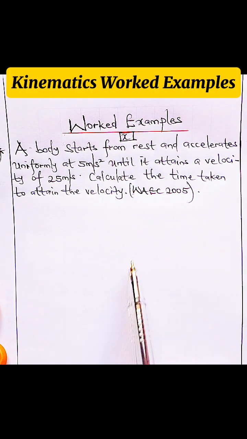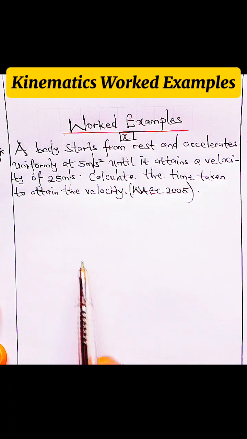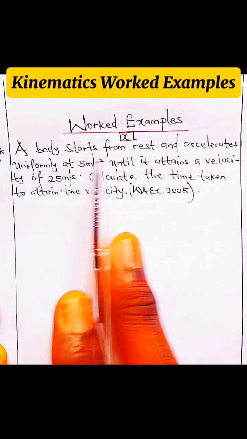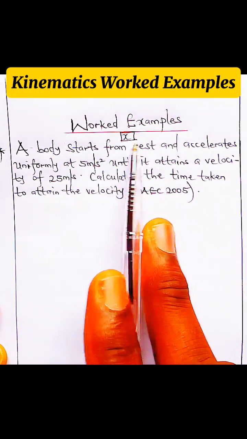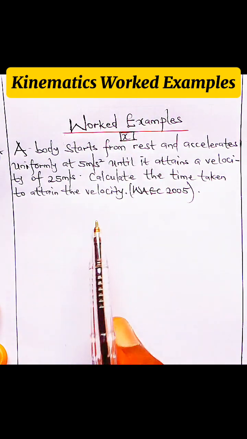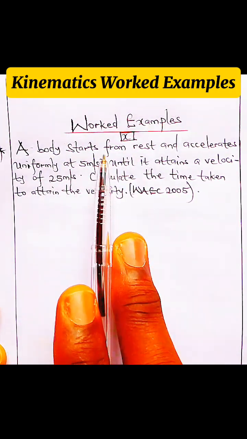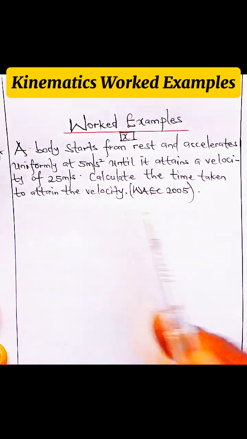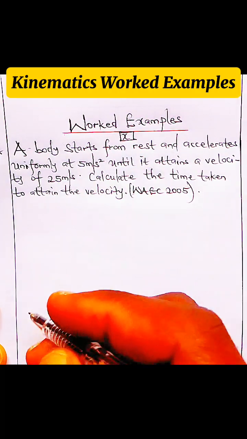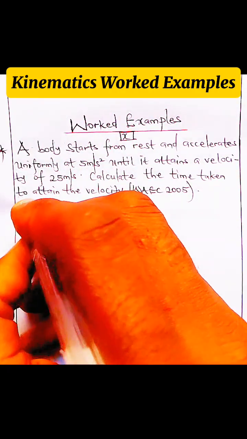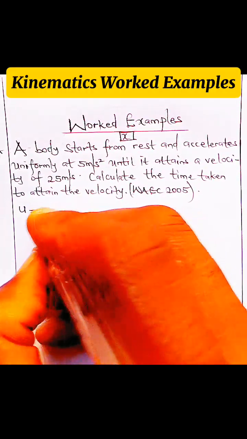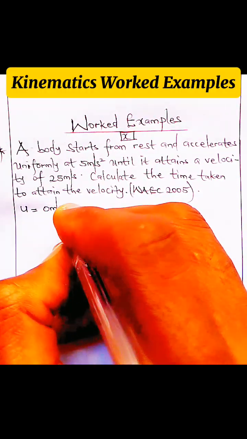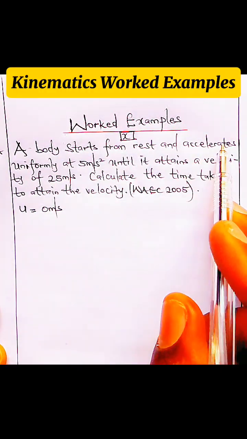Now look at what I'm going to do first. The first thing we are going to do is to state out all the parameters, all the things given to us, before we start calculating. According to the statement, a body starts from rest. Don't forget that this is acceleration along the x-axis and it's a one-dimensional motion. When a body starts from rest, it means initial velocity is 0. So we're going to state that out first: initial velocity is 0 meters per second.